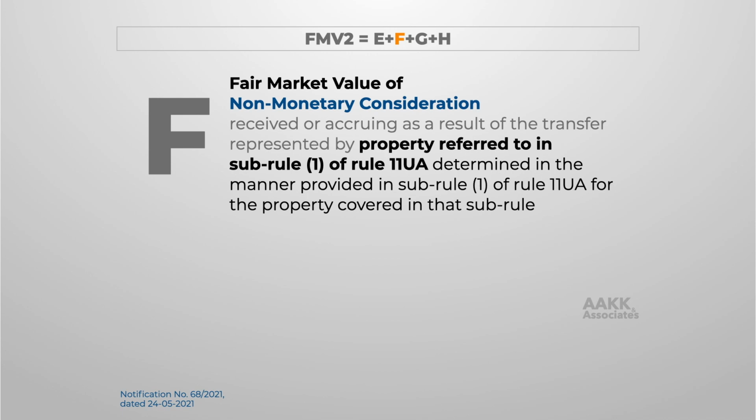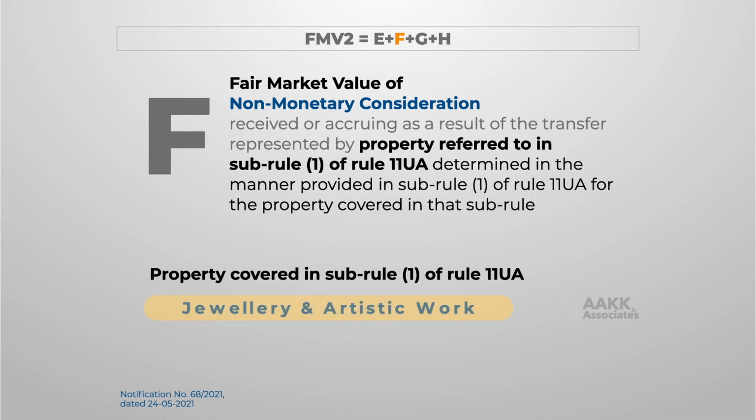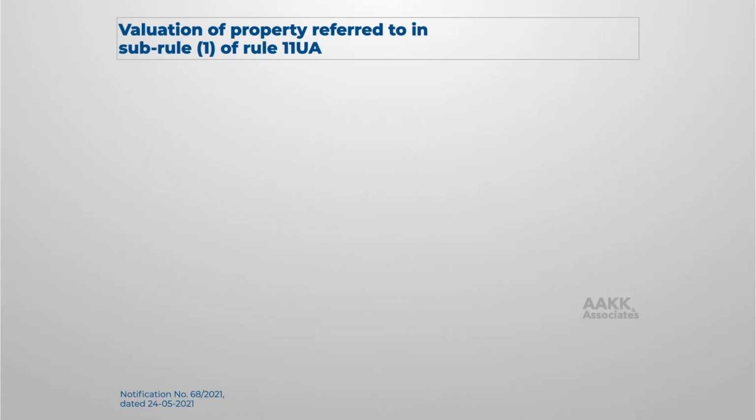The following are the properties covered in that subrule: A. Jewelry and artistic work, and B. Shares and securities. Let us move on to the details of valuation of property referred to in Subrule 1 of Rule 11 UA. A. Jewelry and artistic work.